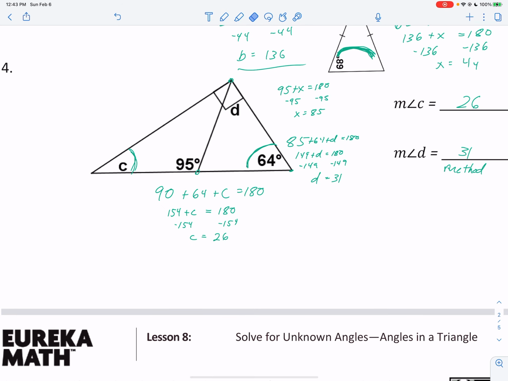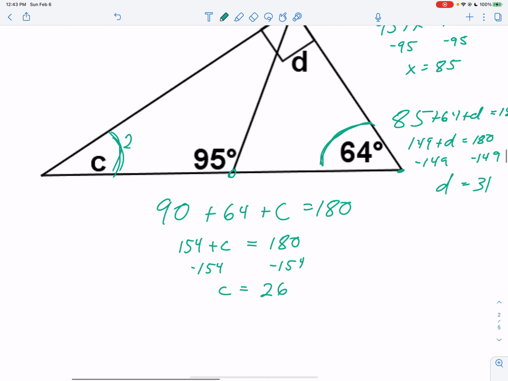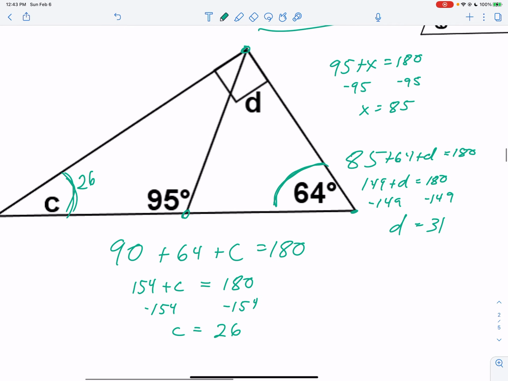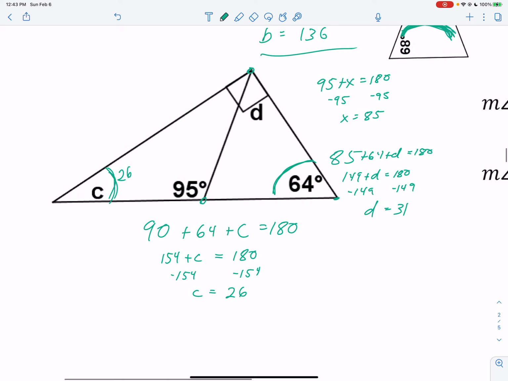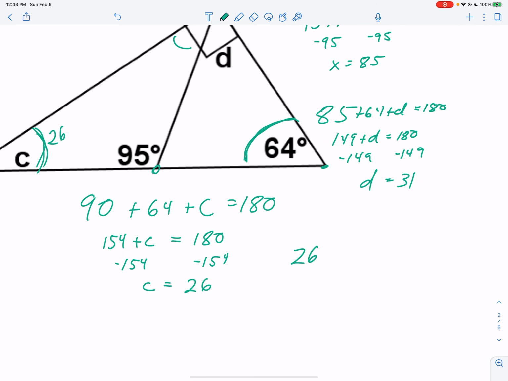But there's another way to do this. Another way to do this was using C. We can realize C is 26 here. And then we can say, all right, well, we have 26 plus 95 plus whatever this angle is. 26 plus 95 plus, I'll call this Y because I've already used X. All these angles add up to be 180 because they're all the angles of this left triangle.